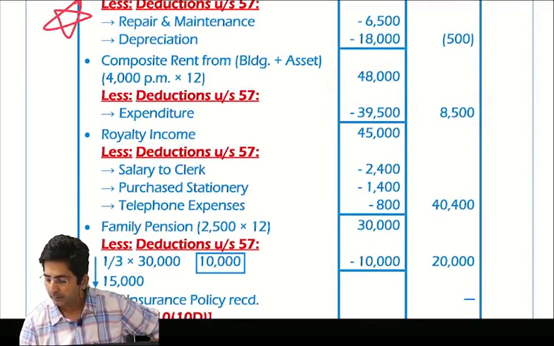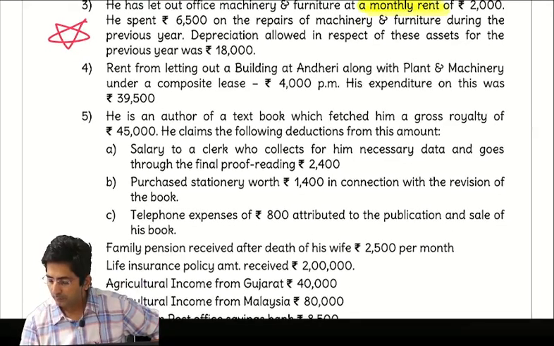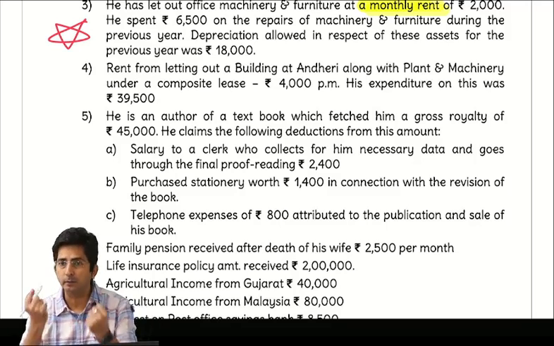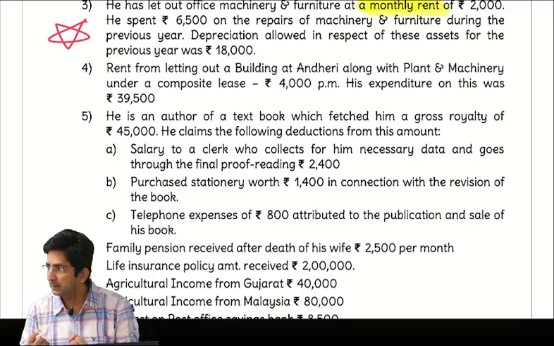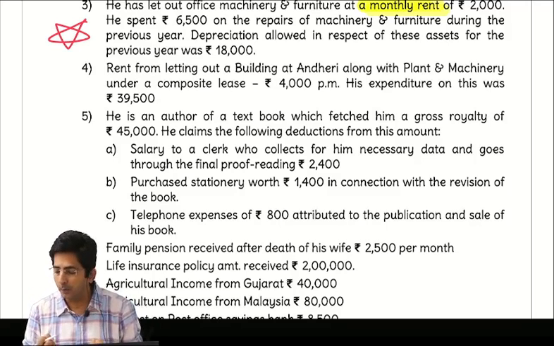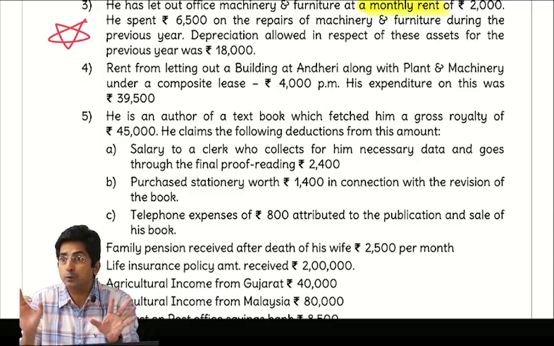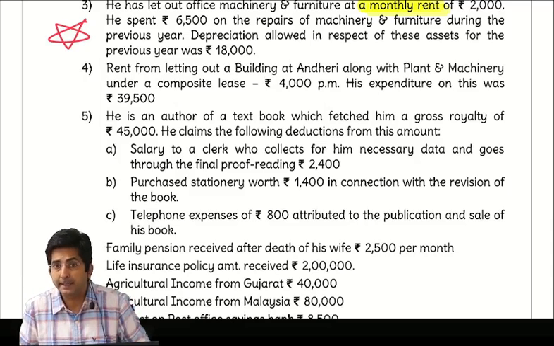Then in the question there was royalty income. What do you mean by gross royalty? 45,000. Gross means before deducting the expense. But see what they have written: he is an author of the textbook which fetched him. Fetch means to earn. Which fetched him means which made him earn 45,000. But that is gross, meaning they have not deducted the expense.